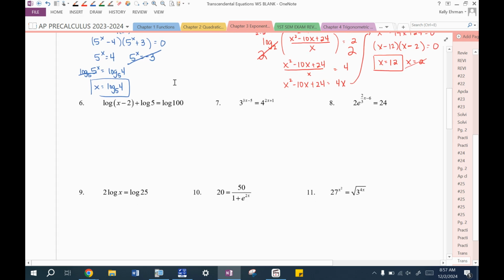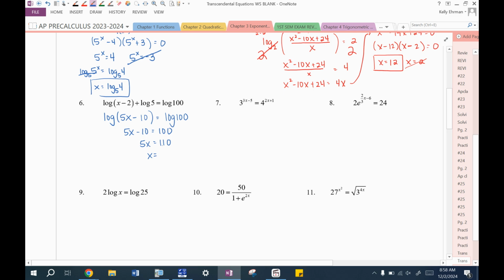All right, for number 6, we have logs on both sides. So let's go ahead and condense here. So this is the log of 5 times x minus 2, 5x minus 10. Now, I could say equals log of 100. I could solve this right now. These are both logs. I could just say 5x minus 10 equals 100. This is that one-to-one property. So add 10 to the other side.